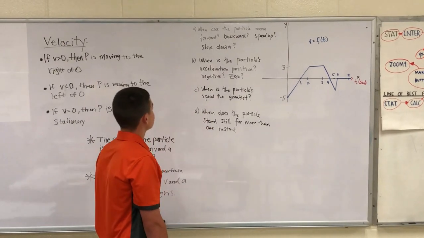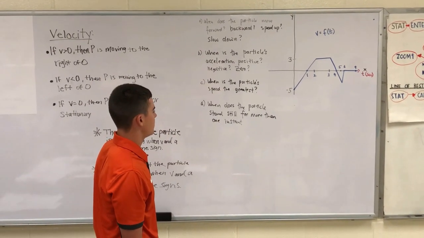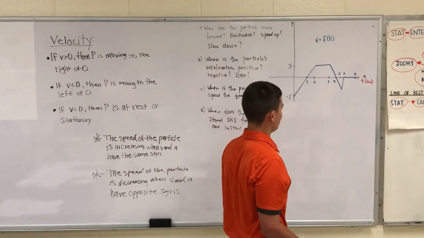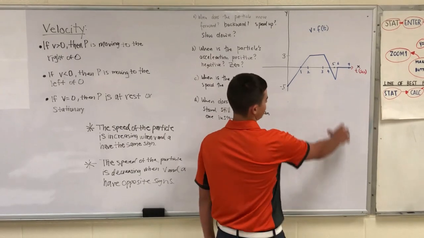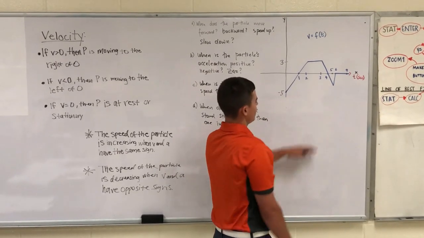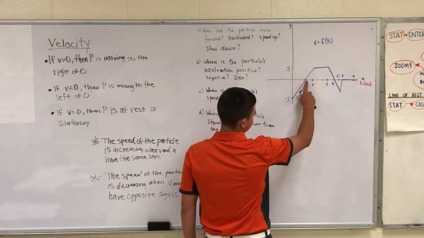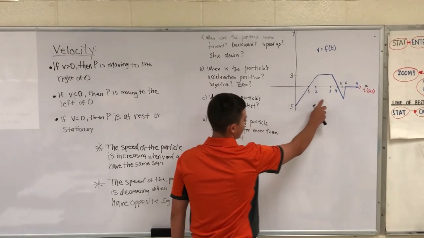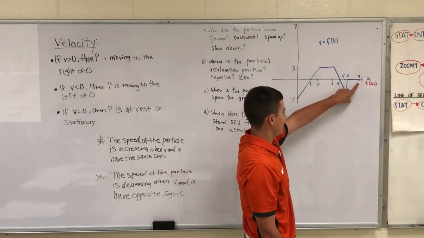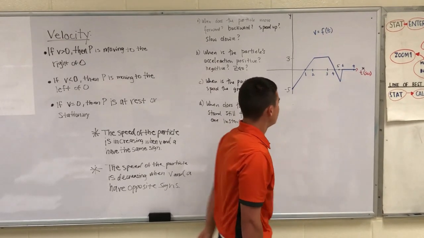Alright? Now last question right here, D, says, when does the particle stand still for more than an instant? So it would stand still for more than an instant between times 6 and 9 because the velocity is 0. It would stand still at 1 for just an instant and at 4 because it's changing directions. But between 6 and 9 is where it would stand still for more than an instant.